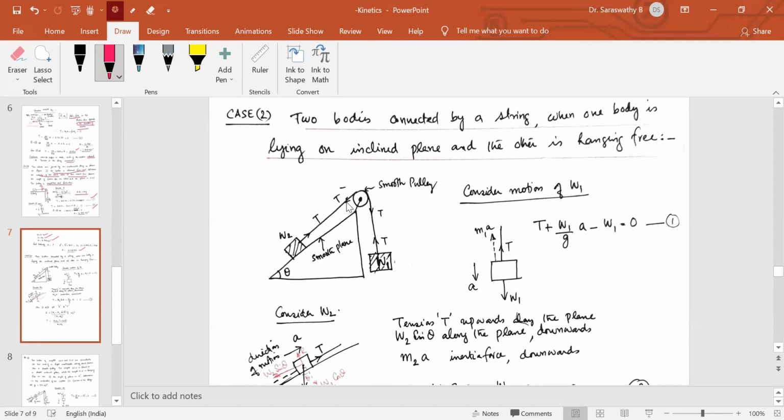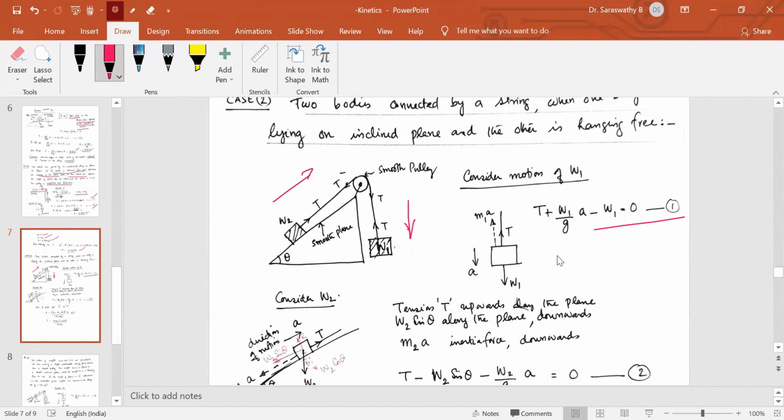If this is T, this is also T. Here also we can consider one by one. Consider the hanging mass, it comes down. As it comes down, this mass will move up. This comes down, this is the direction. Consider mass 1, W1 acting downwards, tension in the rope acting up. As it is moving down, we apply inertia force M1 into A opposite to that. So T plus M1 A minus W1 is equal to 0. T plus W1 by g into A minus W1 is equal to 0.